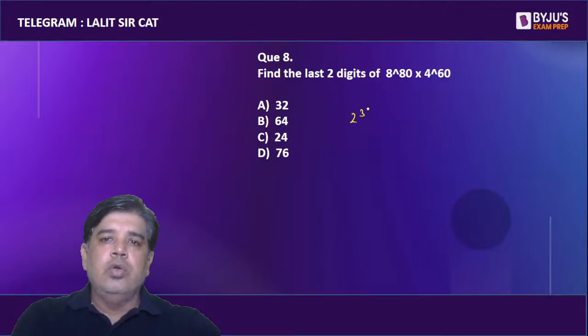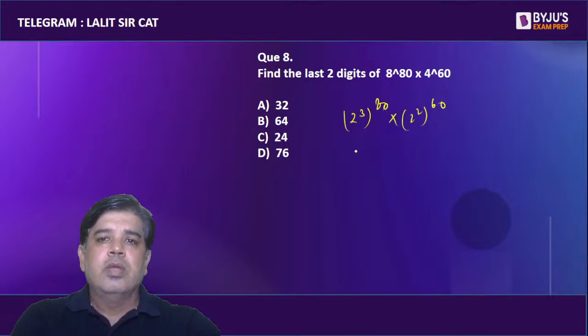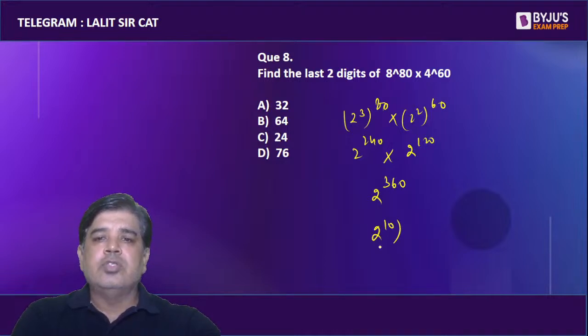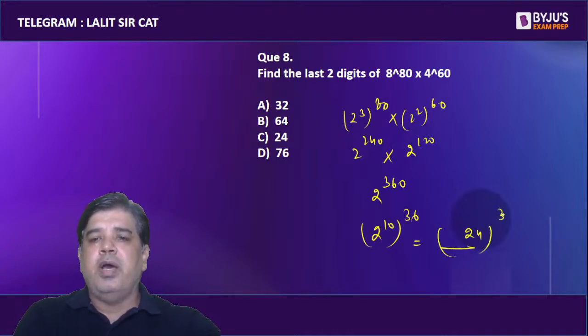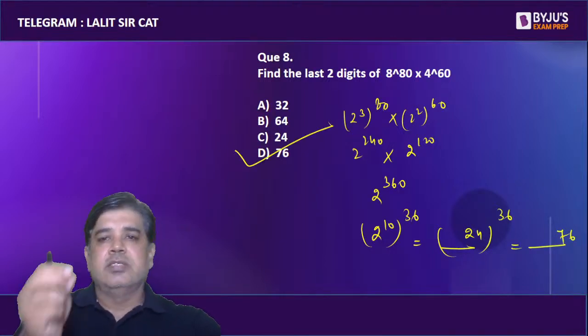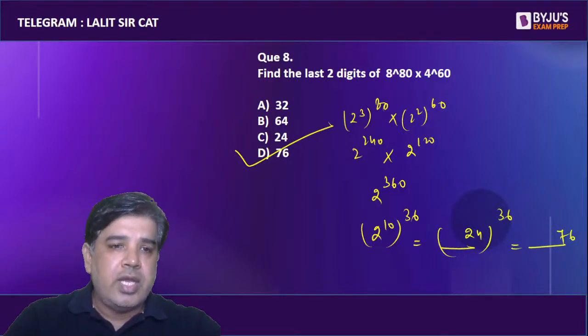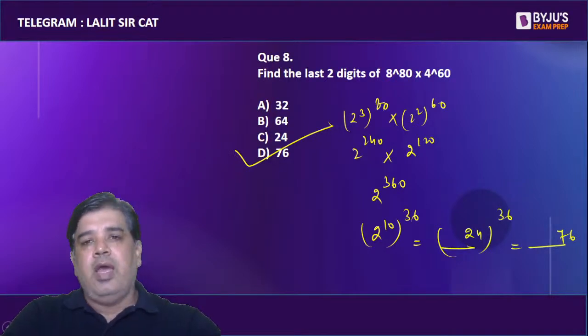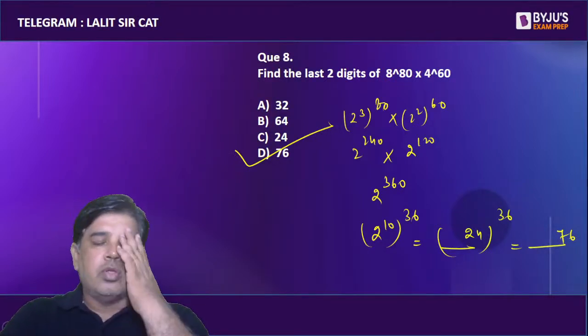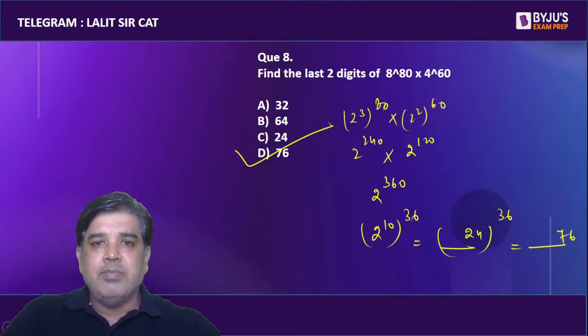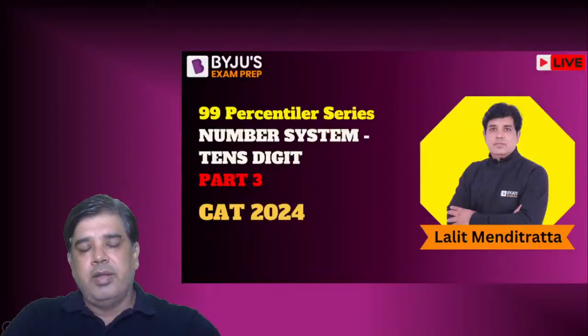8 is 2 cube. 4 is 2 square. So we get 240 and 120. That is 360. 2 raised to power 10 raised to power 36. 24 raised to power even means last two digits are 76. Right? The last two questions are very important. They have seen these types of questions in various competitive exams. Right? So very important part.